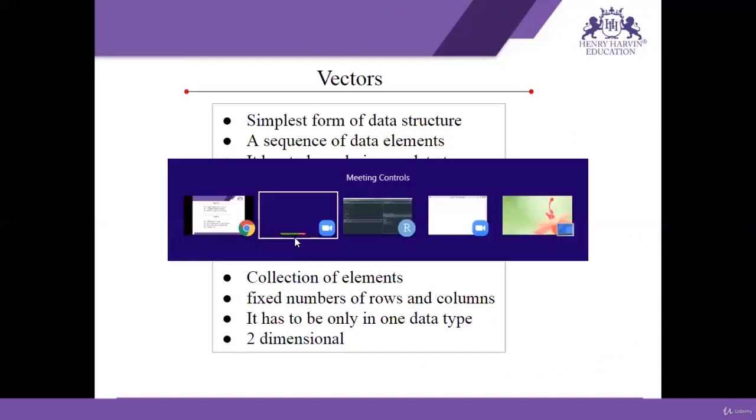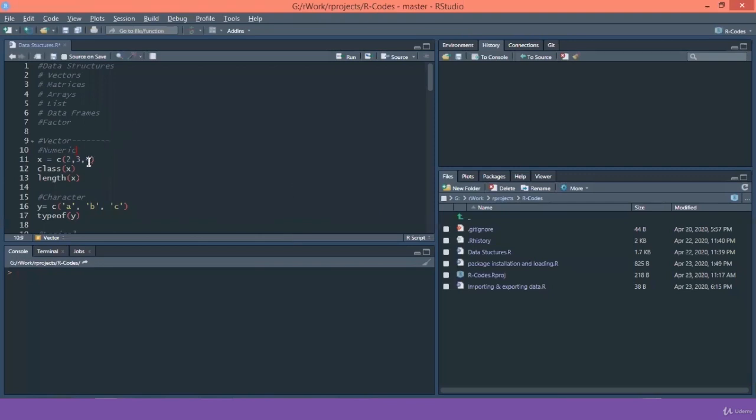So let's go to R and start writing the code. I have already written the code to save time. Let's start with a numeric vector. I'm saving the value in variable X, where I'll be saving values 2, 3 and 4. Here c means that I am combining these numbers and forming a vector. So let's create this variable.